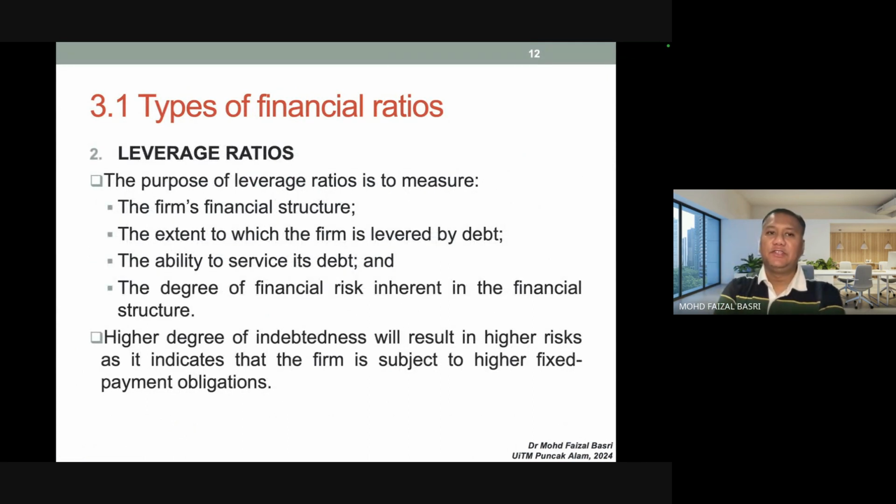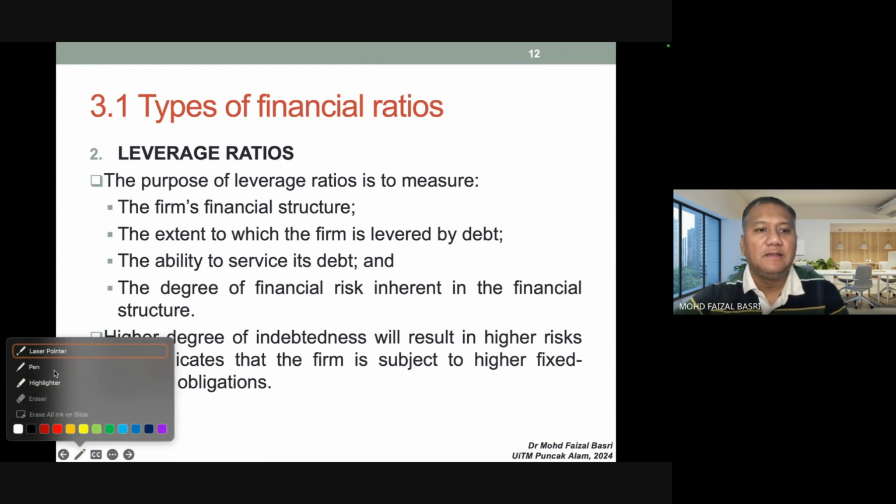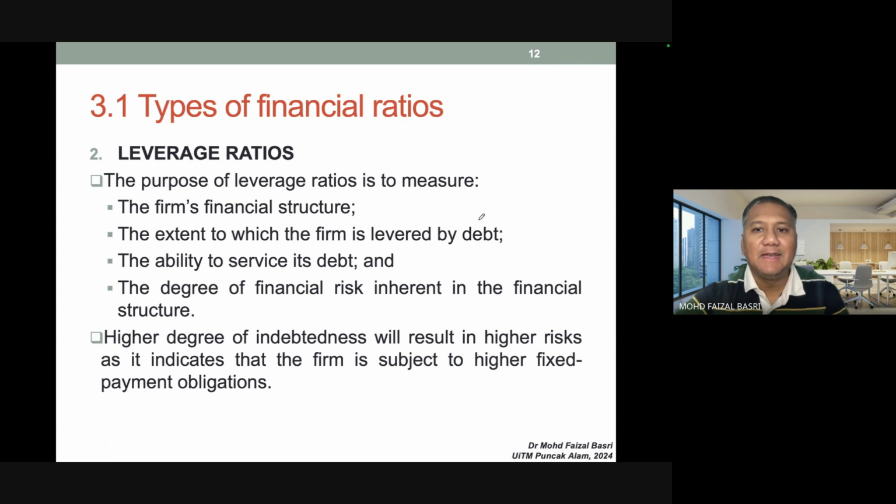The second one is leverage. Leverage ratio. Starting first liquidity, so the second one is leverage. So leverage ni technically relates dengan debt, dengan hutang. Okay, you want to know how the company relies on debt or not.